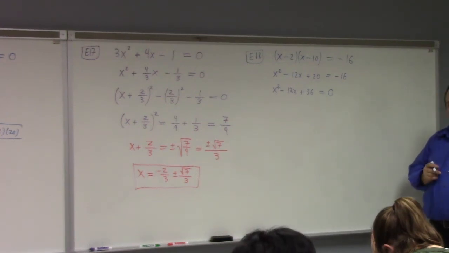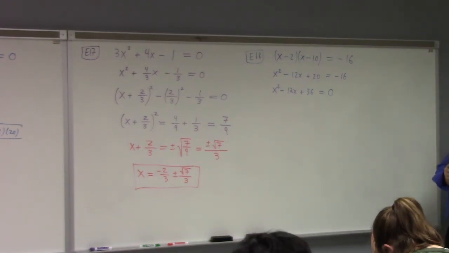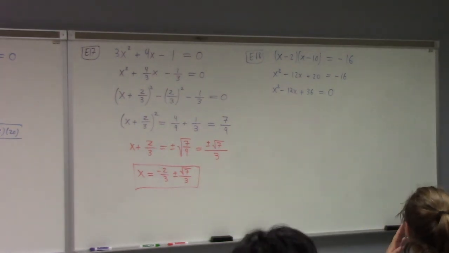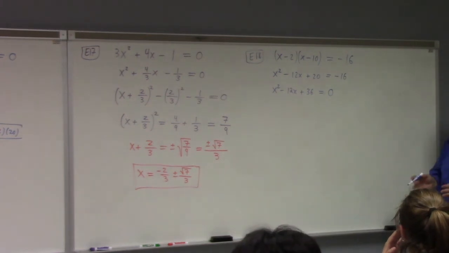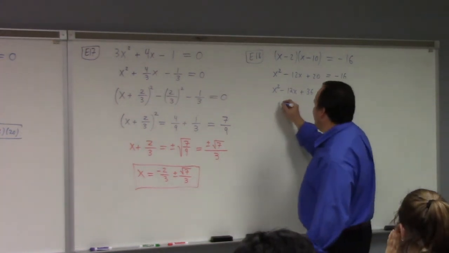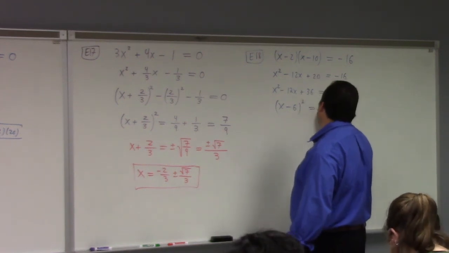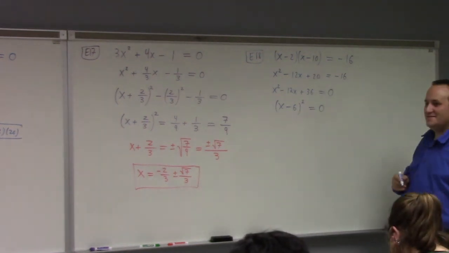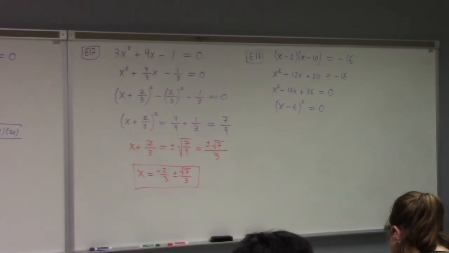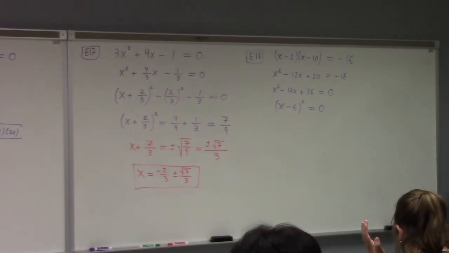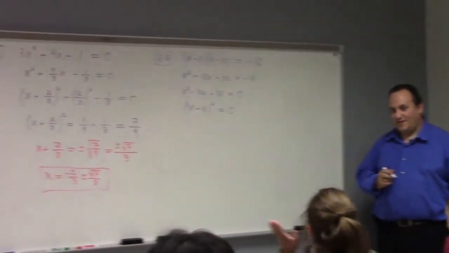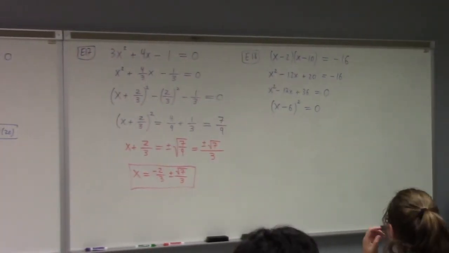I really don't want to use the quadratic formula to solve this one. It pains me to do it. No, I refuse. I don't care what the homework said. I will not do it. This is x minus 6. This is x minus 6 squared. Come on. Right? Yeah? Oh, okay. It's all good.